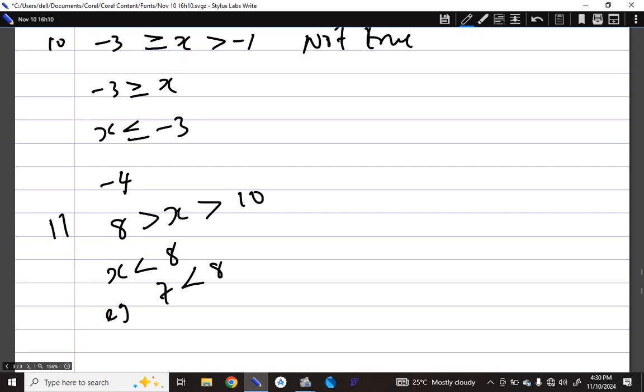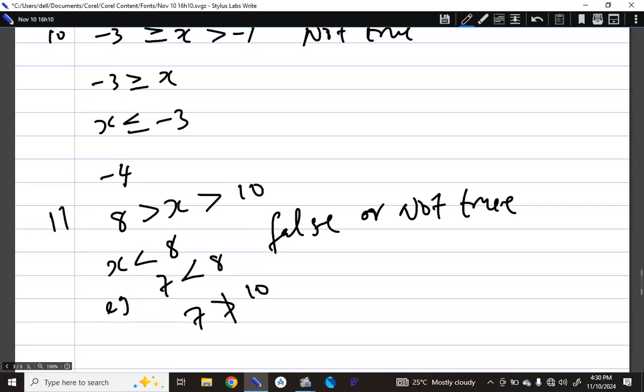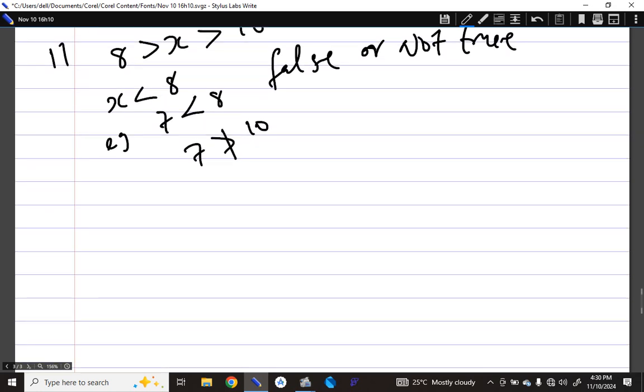Example, 7 is less than 8. But is 7 greater than 10? No, 7 can never be greater than 10. So it is false. Or you say that it is what? Not true. The right word to use is not true, because that is what they say we should use. So question number 12.